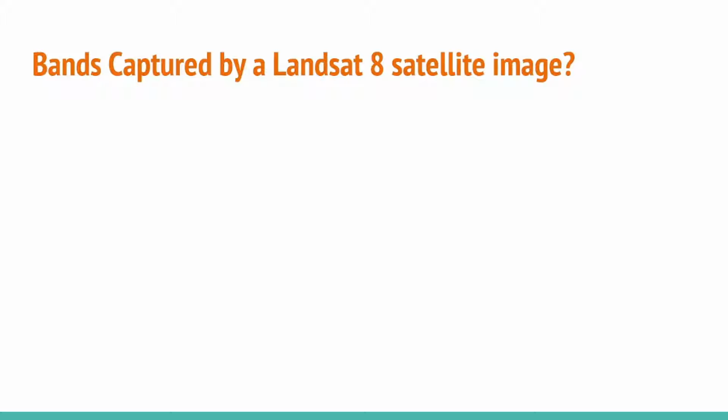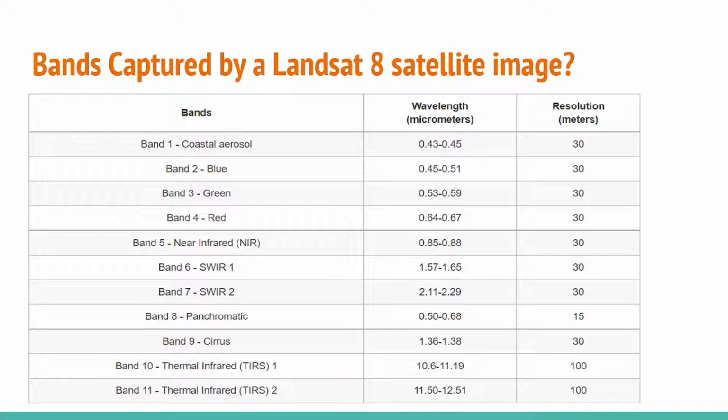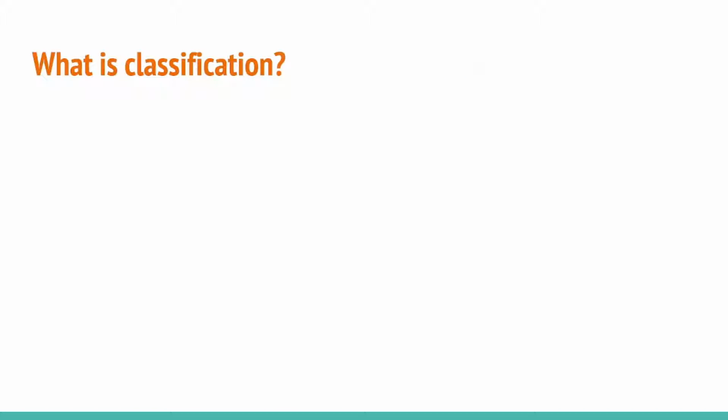So these are the bands which are captured by Landsat in a satellite image. From the visible spectrum to the near infrared and shortwave infrared spectrum, Landsat 8 also captures the thermal bands which indicate the temperature at the ground level.